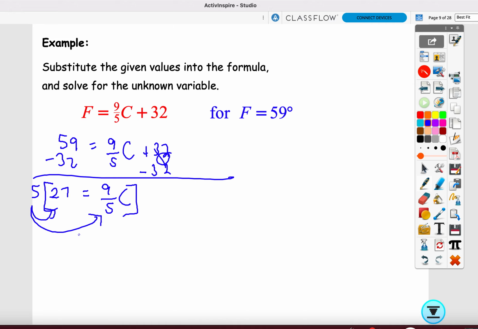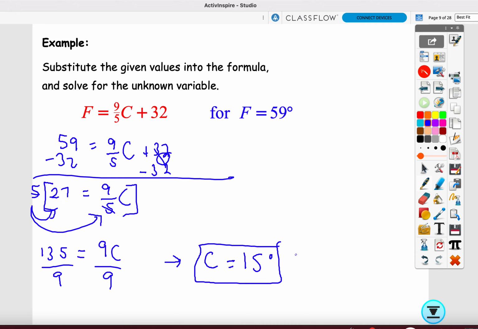So 27 times 5 is 135. And then when we do 5 times 9/5, the 5s are going to cancel out. So then we get 9C. Divide both sides by 9. Then we get that the Celsius degrees will be 135 divided by 9, which is 15 degrees Celsius. So this is converting from Fahrenheit to Celsius. Make sure you rewatch this if you didn't follow the steps. See what I did again. Make sure you're understanding that and use this homework for practice problems.